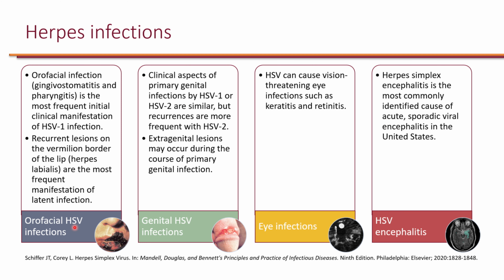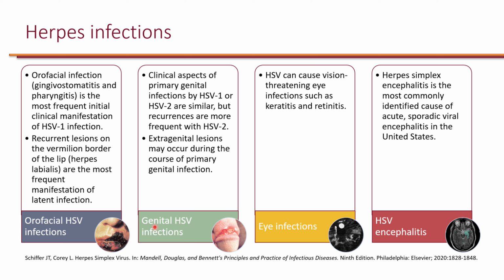Now, of course, the virus can infect the orofacial area, so anywhere around the mouth and inside the mouth. And this orofacial herpes is more common with HSV1. So between HSV1 and 2, HSV1 is more likely to cause this type of infection. And again, regardless of whether it's HSV1 or 2, the course is essentially the same. There will be a period of latency followed by sporadic reactivations.